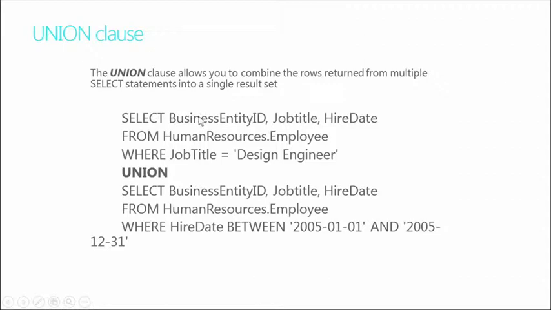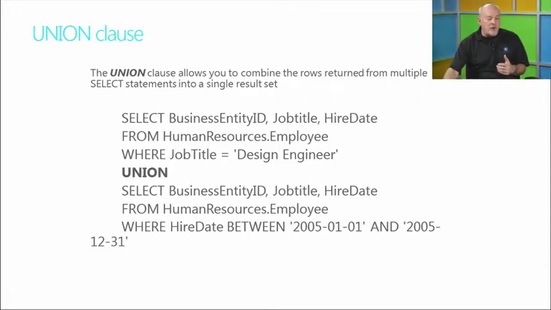So we're doing select business entity ID, job title, and hire date. We're selecting that from the employee table, where we're still supplying a where clause, where job title equal design engineer. Now we want to union that. I don't want to use the word merge because there's an actual statement merge. We're going to take that content and we're going to have content from the second select statement. Again, the columns have to match: business entity ID, job title, hire date, from the employee table, where hire date between January 1st, 2005 and December 31st, 2005. These dates are weird for me. I'm not used to having the year first.